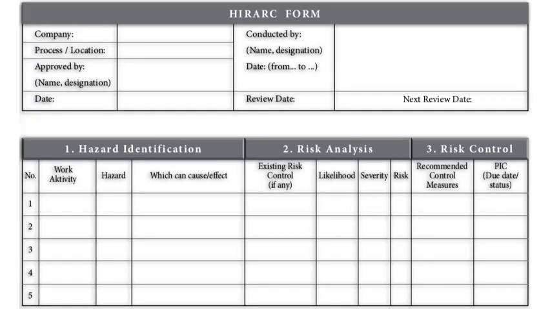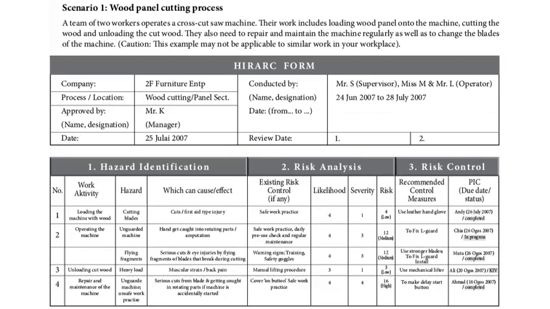This is an example of a HIRARC form. This form is divided into 4 parts: the basic information, the hazard identification, the risk analysis, and the risk control information. This is an example of how we can fill in a HIRARC form for the risk assessment of a wood panel cutting process. The basic information should contain the name of the company, the name of the assessor, the date of assessment, the name of the process you are assessing, and the location of the process.